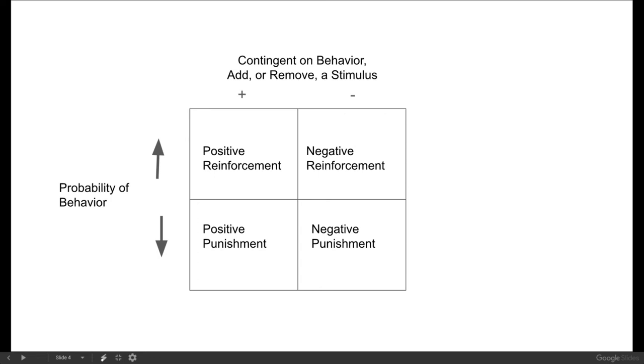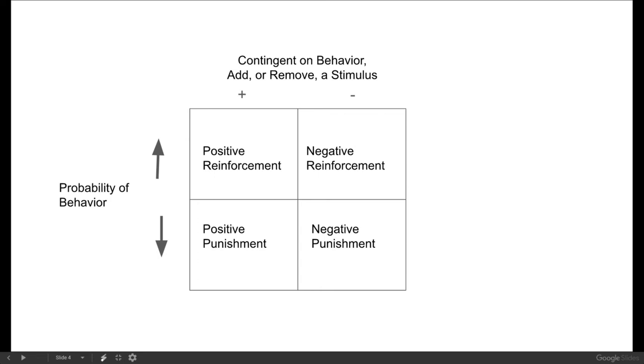Once you get this figure, it won't be challenging. But until you fight your natural tendencies, this can be challenging. And now to the right column. So contingent upon behavior, a stimulus is removed, and the probability of behavior goes up.